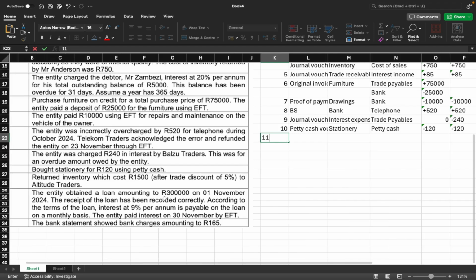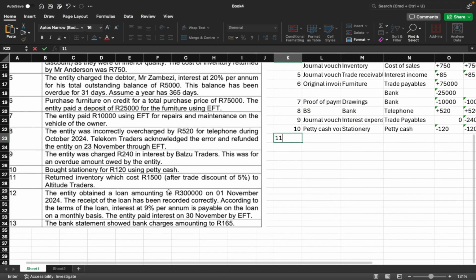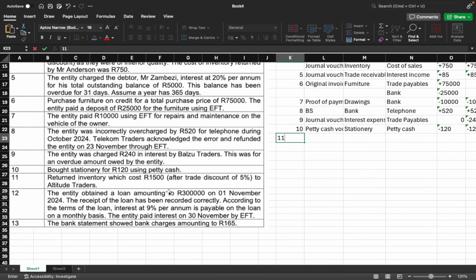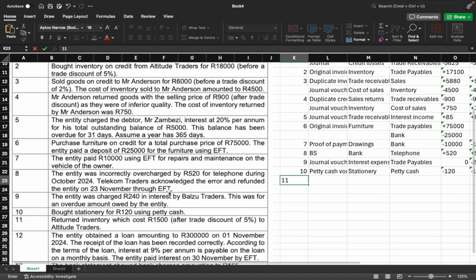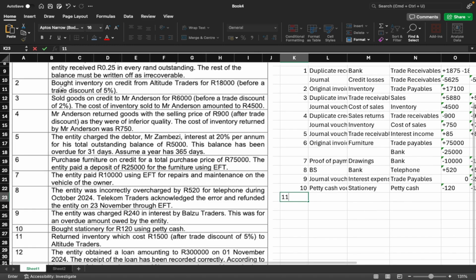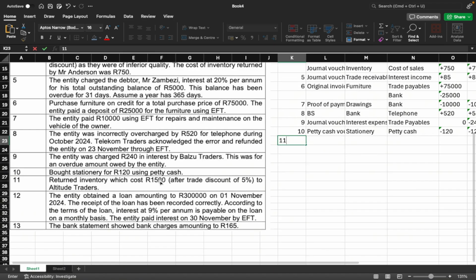Returned inventory which cost 1,500 rand after trade discount of 5% to Altitude Traders. Okay, so now what happened here is that we returned goods to Altitude Traders, and if I stand to be corrected, you can see here we bought inventory in fact from them. In number 2, bought inventory on credit from Altitude Traders for 18,000 rand. So we are now returning inventory which cost 1,500 to them. Okay, so same principle as when customers returned to us their goods.